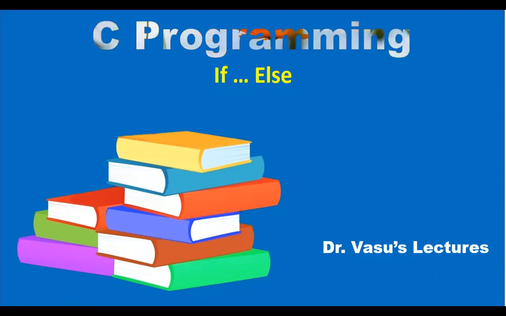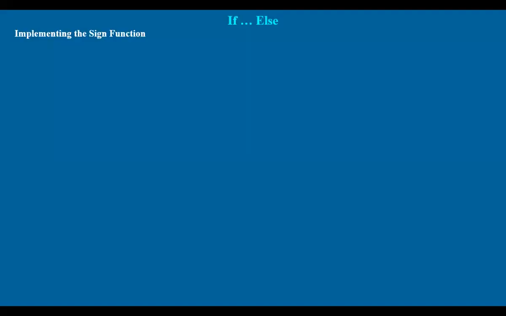Now, let's jump into the topic. If-else. Suppose I want to have a sign function, to identify what type of number it is. We have three types of numbers, maybe positive, negative, and 0. With the help of a sign, we want to identify that.